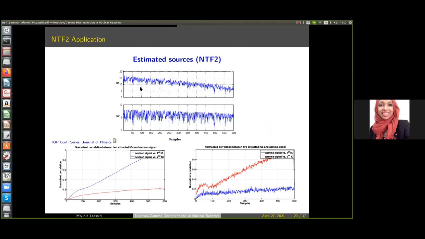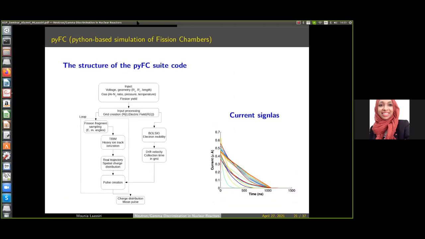In order to characterize these two estimated sources, we computed the normalized correlation between each one of them and the recorded signals corresponding to pure neutron and pure gamma ray. The blue line here represents the normalized correlation between the neutron signal and the first independent component, and the red line represents the normalized correlation between the neutron signal and the second independent component. This figure shows that the neutron signal is strongly correlated with the first extracted independent component. The same holds for the gamma-ray signals: the gamma-ray signal is highly correlated with the second estimated independent component. So we find that NTF2 is the most robust and flexible algorithm able to analyze our mixture data.